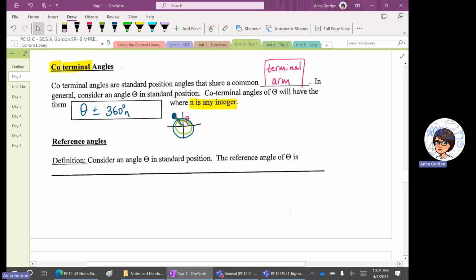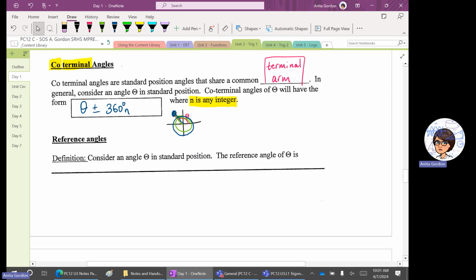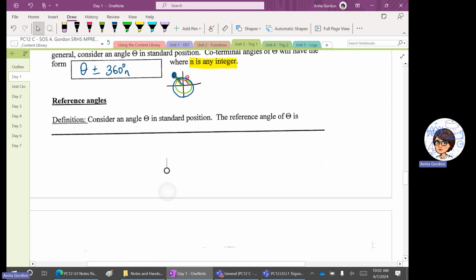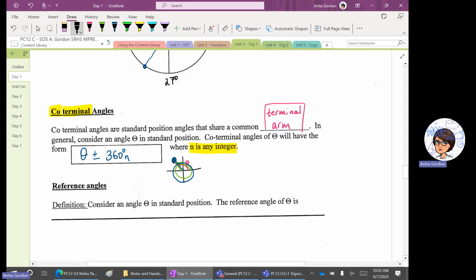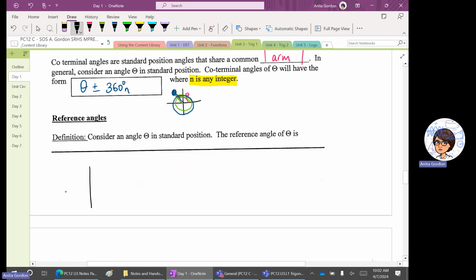All right, let's talk about reference angle. A reference angle is for an angle theta in standard position. So again, let's take a look at my example 2 here. If I have 150 degrees right there, this is what we had from example 2. This is 150 degrees. This equals my theta, in standard position.